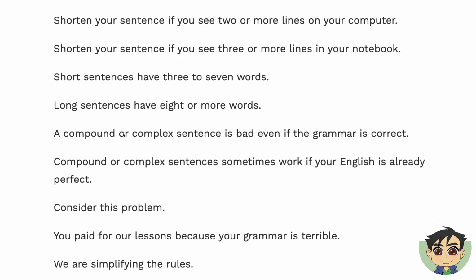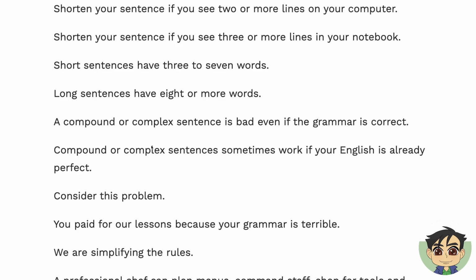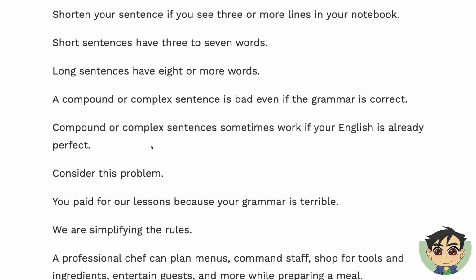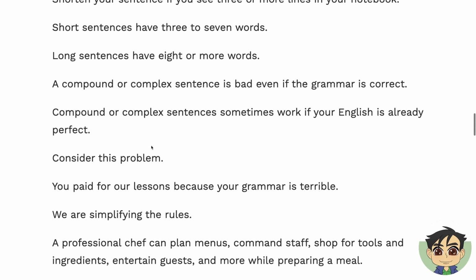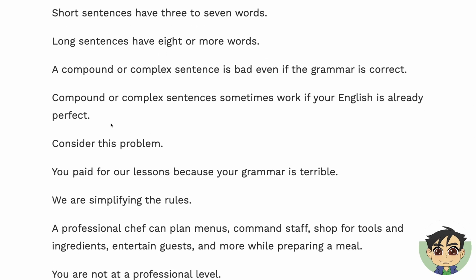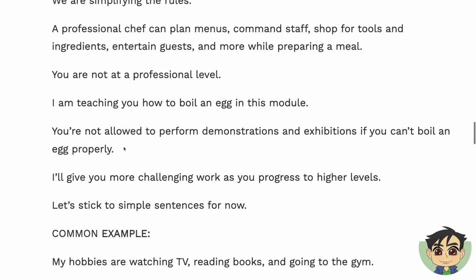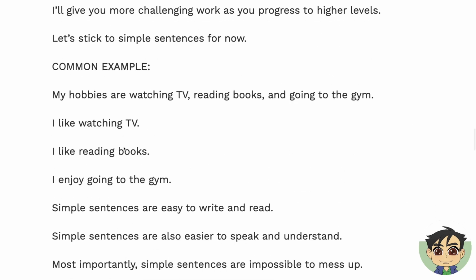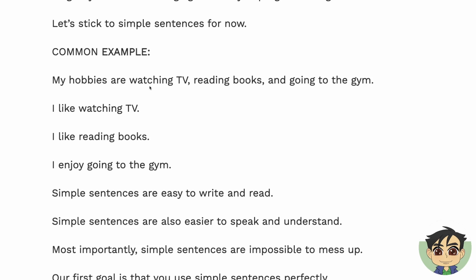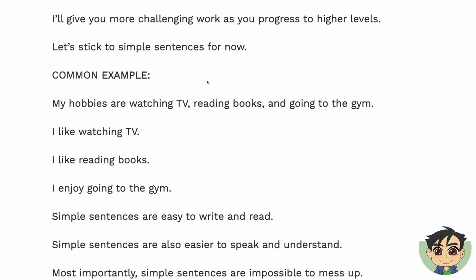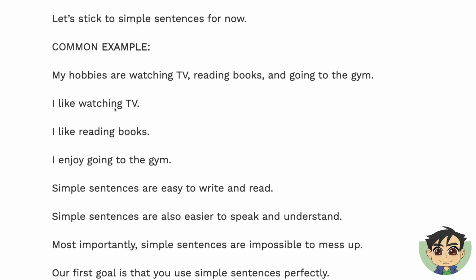So, a compound or complex sentence is bad even if the grammar is correct. Compound and complex sentences sometimes work if your English is already perfect. Consider this problem. So my hobbies are watching TV, reading books, and going to the gym. I like watching TV. I like reading books. I like going to the gym.